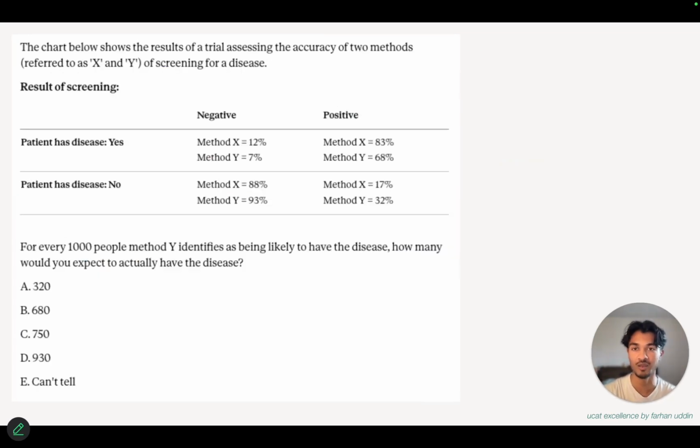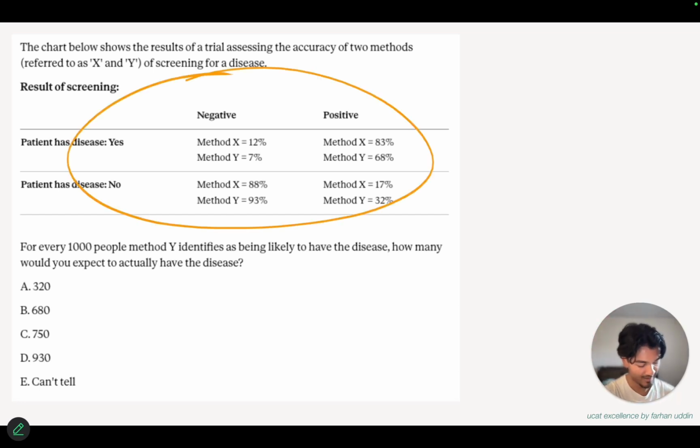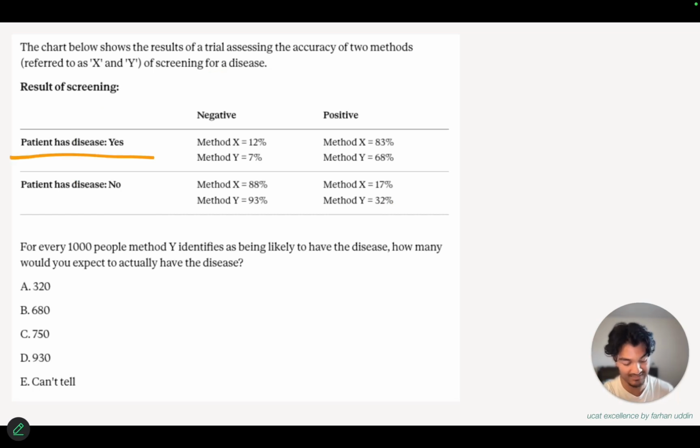Let's go through another one. This one might be a bit harder. This is a very confusing looking table in front of us here. Nevertheless, let's give it a shot. So I want you to scope it. What is this question about? What are the axes telling you? The patient actually has the disease, yes or no?